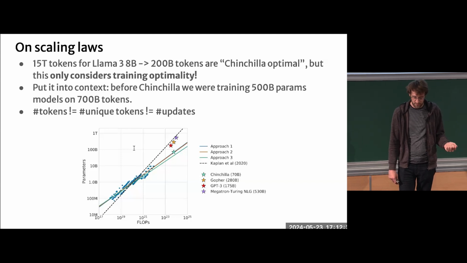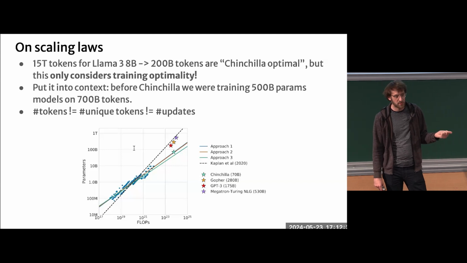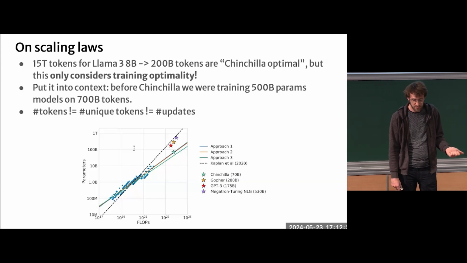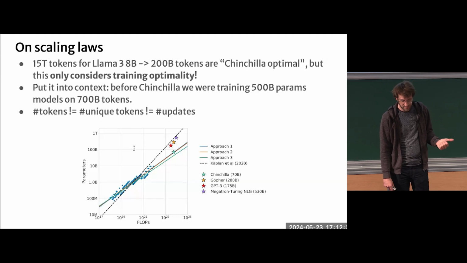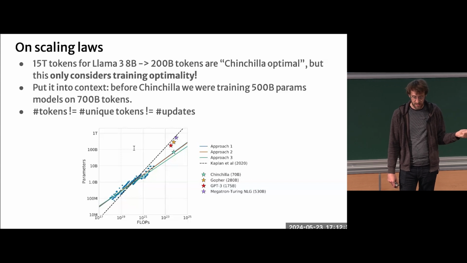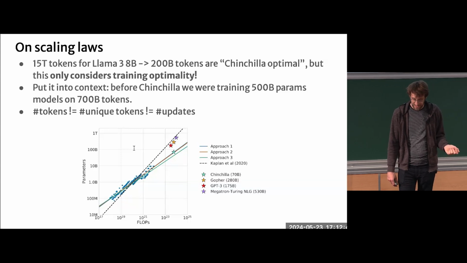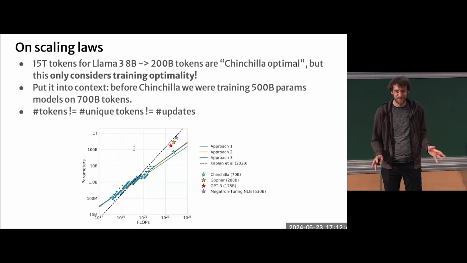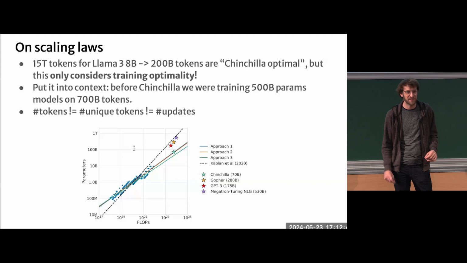Before Chinchilla, so this figure is from Chinchilla, right? You had GPT-3, a 175 billion parameter model. We don't know how much data there was, but probably something like 500 billion tokens. And then PaLM was trained with 500 billion parameters on like 700 billion tokens, right? And so what Chinchilla said is, actually, if we care about being training optimal, we are training too big models, and we should care about having more data.